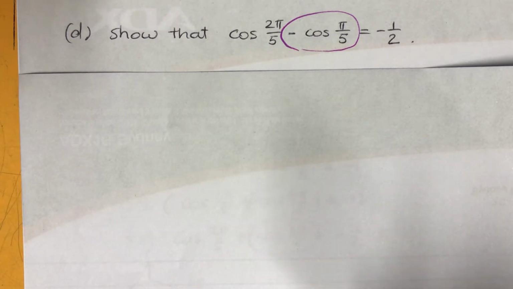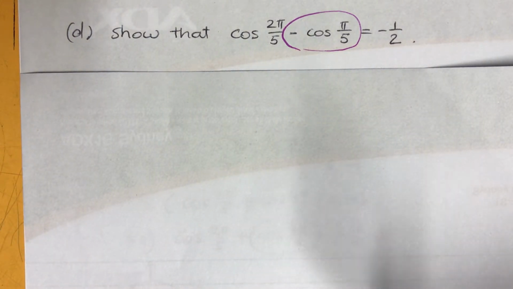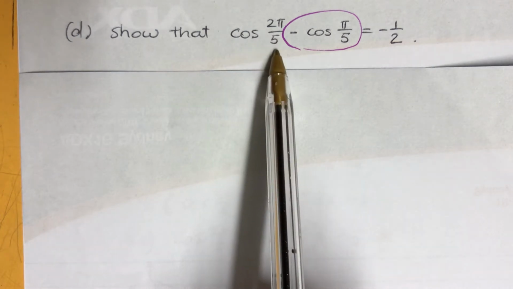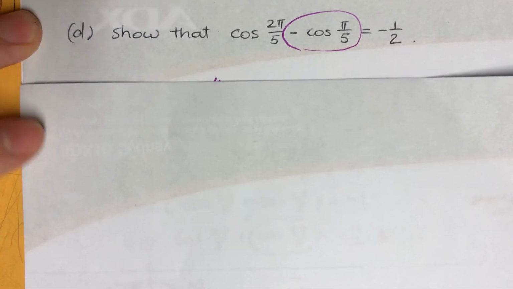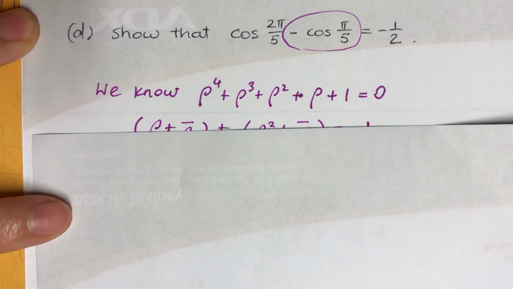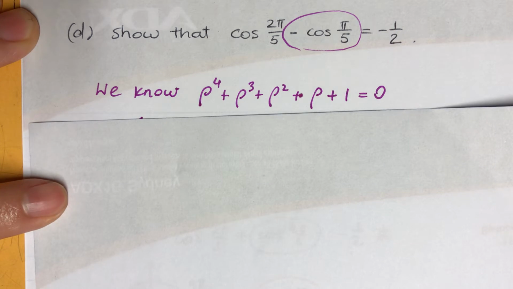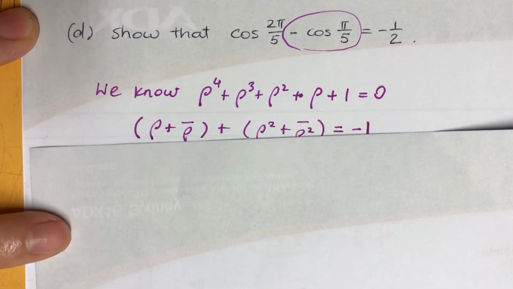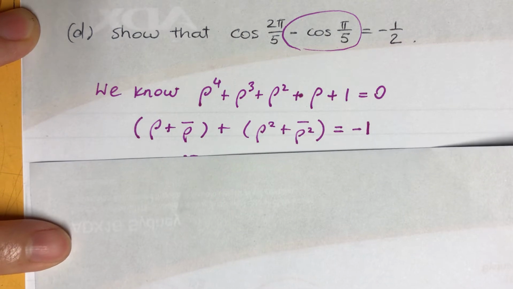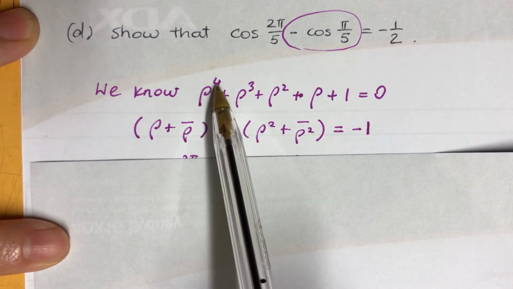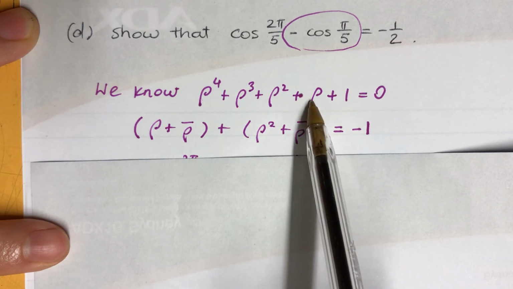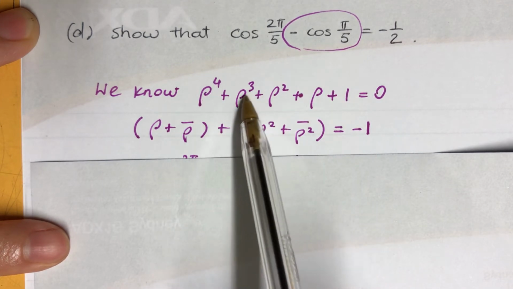Okay, so this is the last part of the example. Show that cos 2 pi over 5 minus cos pi over 5 equals minus half. So from part A, we know the sum of the roots equals 0. We proved that. And then also from part B, we proved that rho to the power 4 and rho are conjugates together, and this is a conjugate pair together.